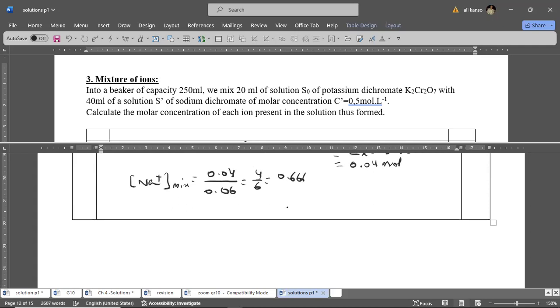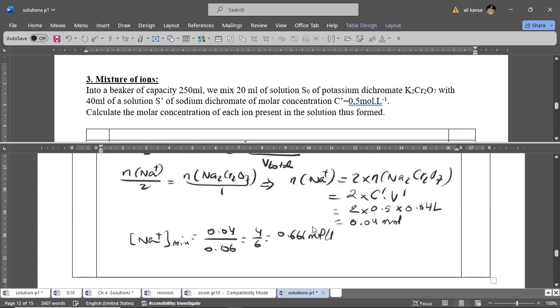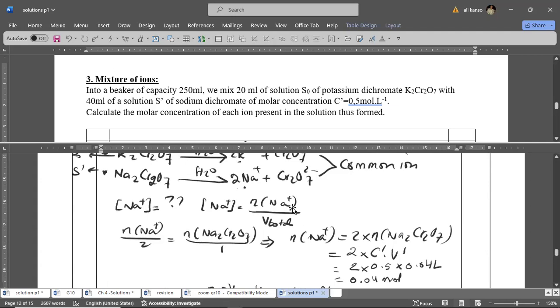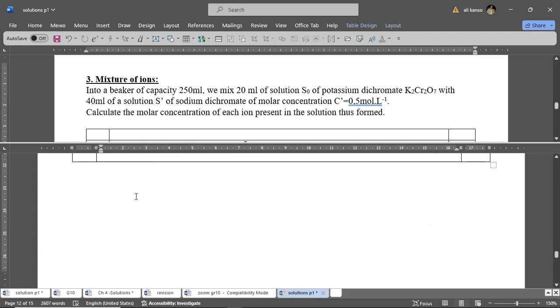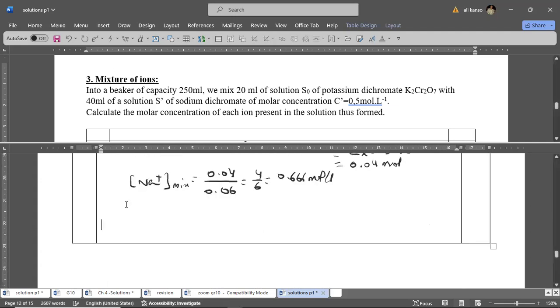0.666 mole per liter. Similarly, we do with K plus. Okay, another title, K plus. How can we calculate K plus? K plus is equal to N of K plus divided also by the volume total.